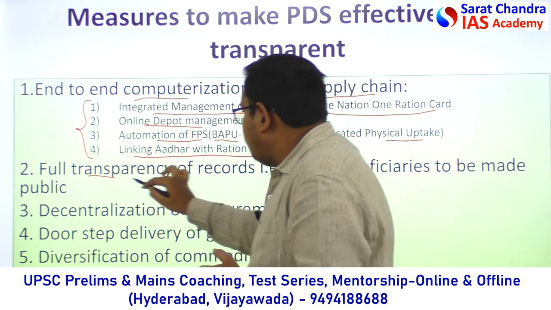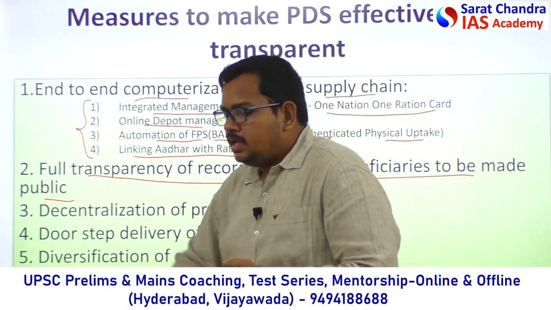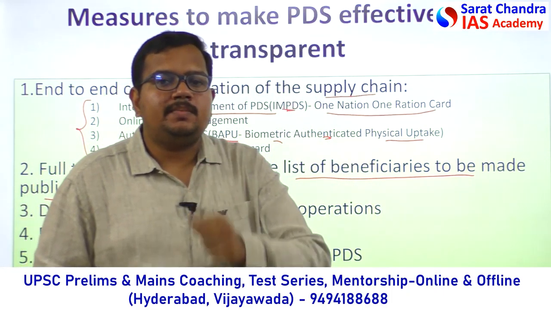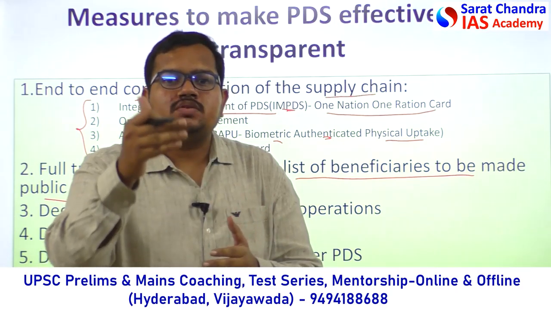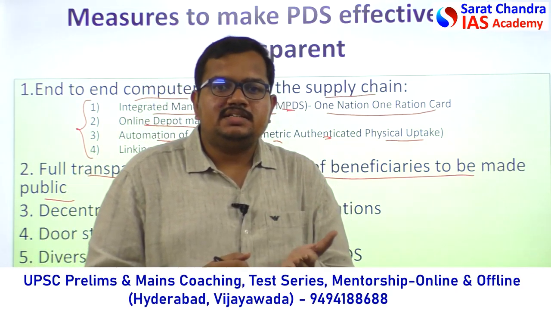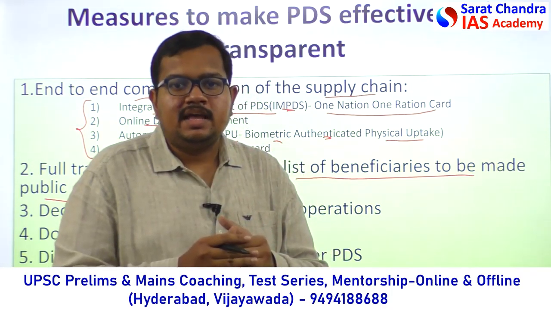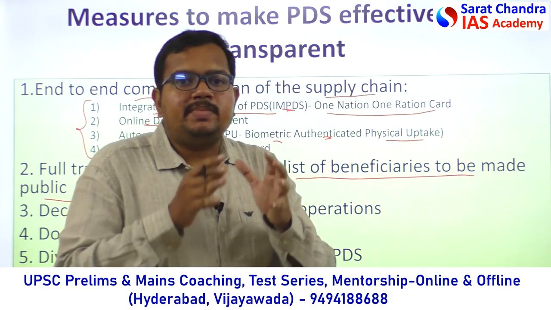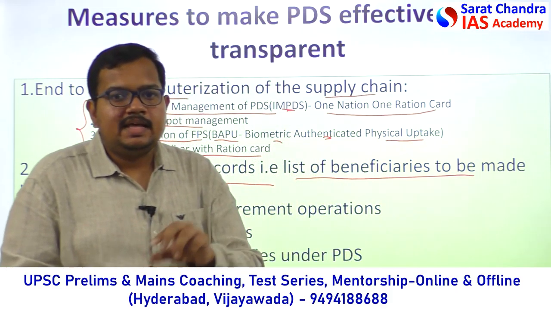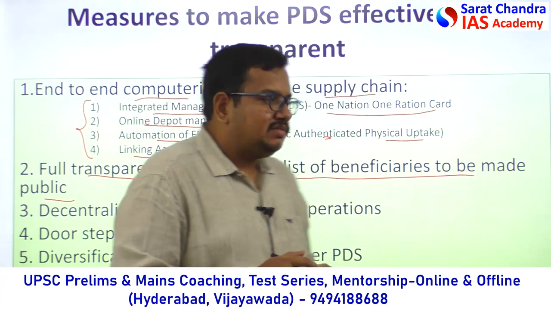And next, full transparency of records, that is, the list of beneficiaries to be made public. When we make the list of beneficiaries public, what will happen? If there is any exclusion error or inclusion error, that can be overcome. Exclusion error is when some of the people who have to be included are being excluded. Inclusion error means some beneficiaries who should not get the benefit are being included. Such things can be overcome when we make the beneficiaries list public.